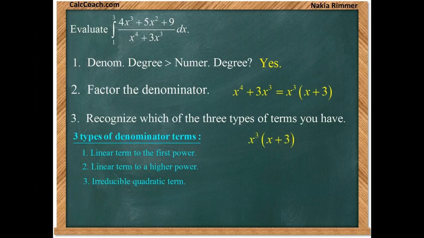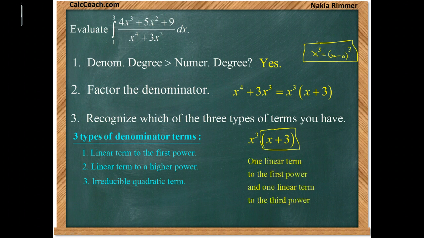So what do we have? We have a linear term that's to the first power. That's our x plus 3. And what you have to recognize is that x is kind of like a linear term itself. x cubed is like x minus 0, cubed. Think about it like that. So it is a linear term that's raised to a higher power. It's the third power. So once you recognize what you have, that'll tell you how to decompose it.